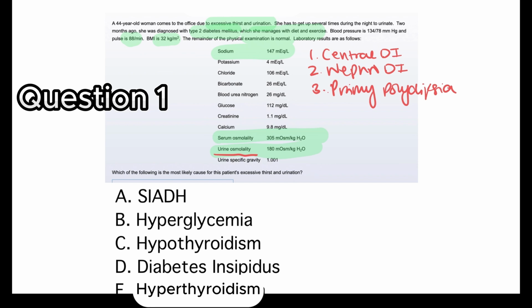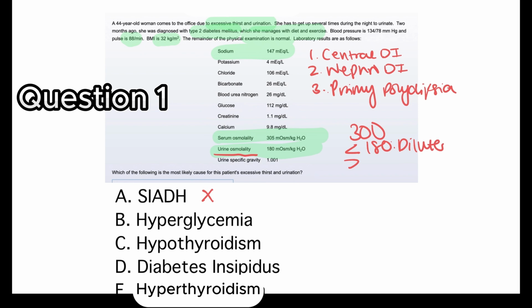It is 180, right? So remember, our lucky number is 300. Is that less or greater than 300? 180 is less, right? So that means the urine is dilute. When we think about dilute urine, we're thinking about central and nephrogenic DI, okay? So let's look at our answer choices.